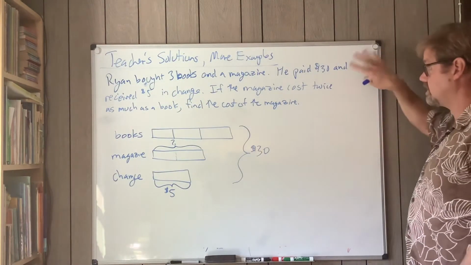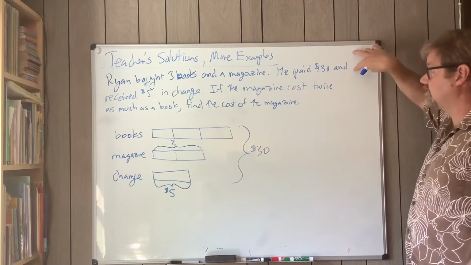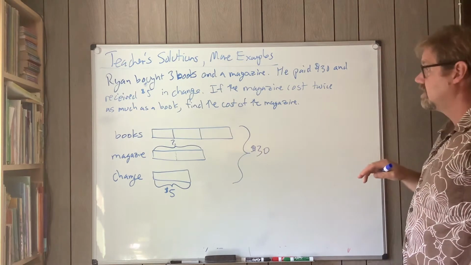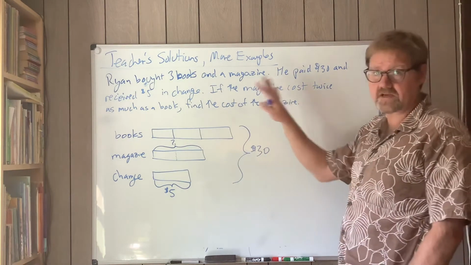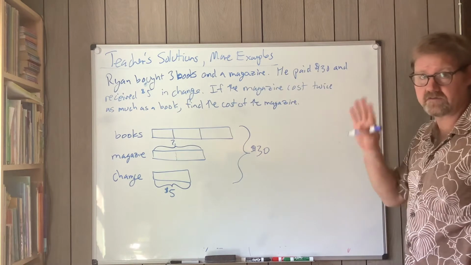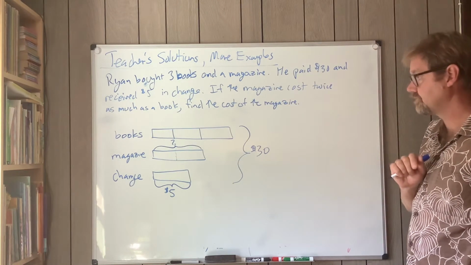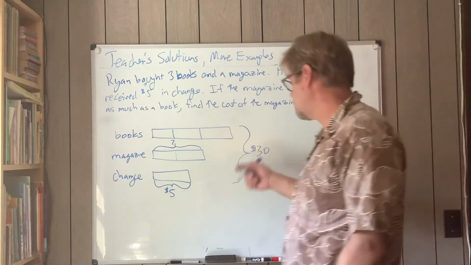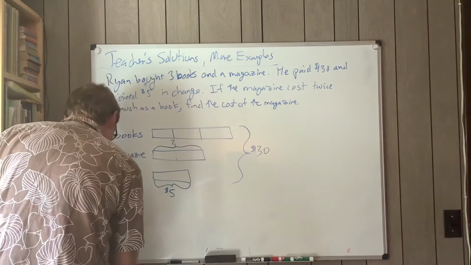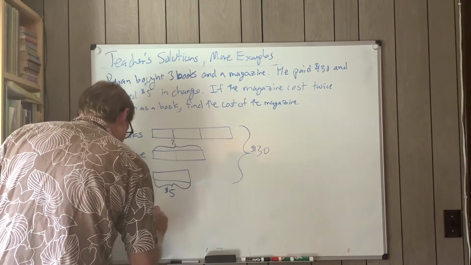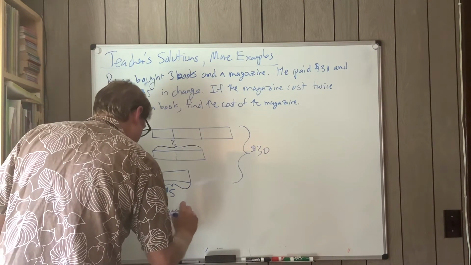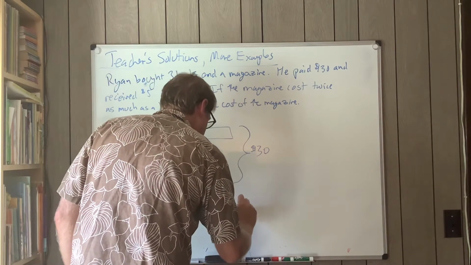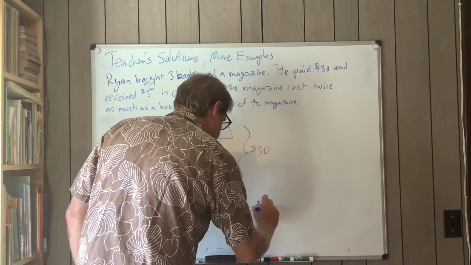So one quick question with these often is that you can easily figure out that these 2 together are $25 because you just subtract. But the diagram should really reflect the problem as given, so instead of doing any calculations at first. Okay, so what we'll do is we'll do all the work showing this. So the books and magazine cost 30 minus 5 is $25.